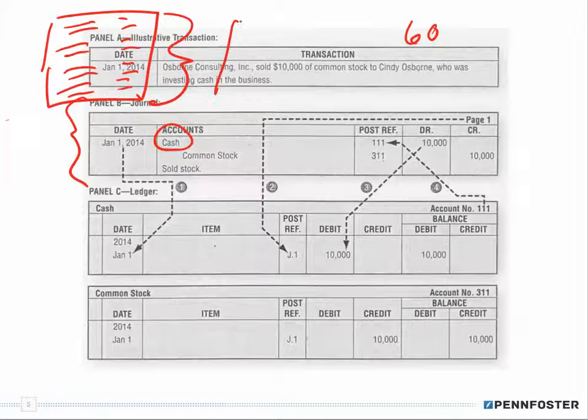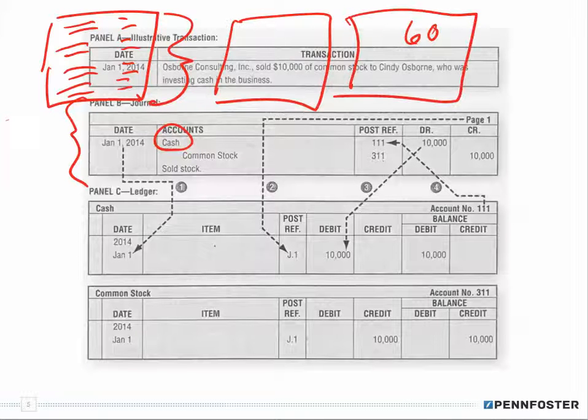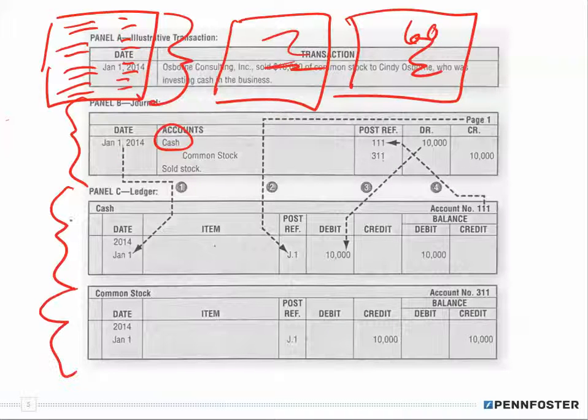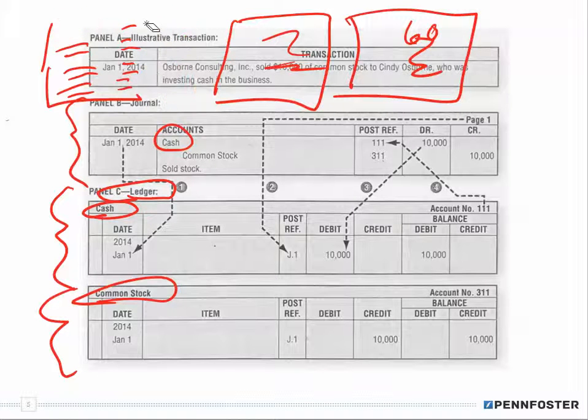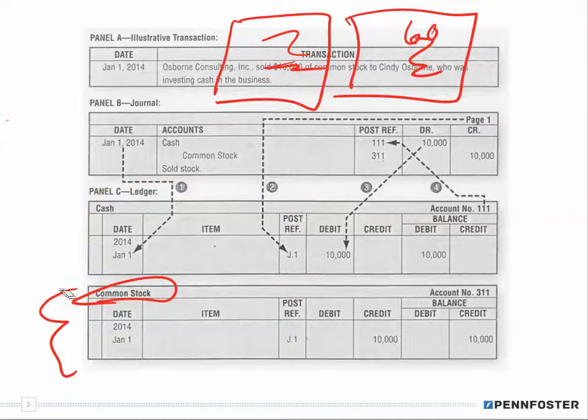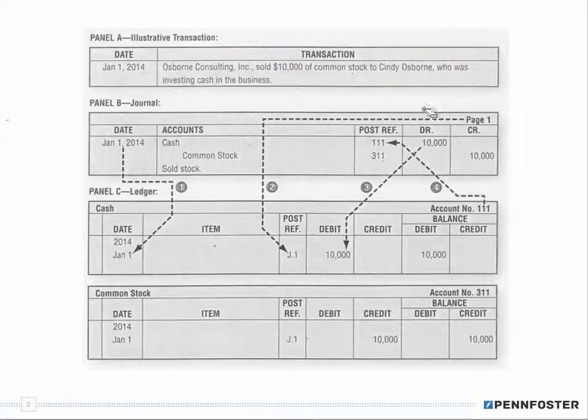So what you do is you have all of these pages with your journal entries, and you post them to your general ledger accounts. Here's my general ledger, and I have an account called cash, and an account called common stock. You're going to have a ledger for each and every account. When you post from the journals to the ledger accounts, all you're doing is rearranging the information, combining like transactions together. That's what this is illustrating.